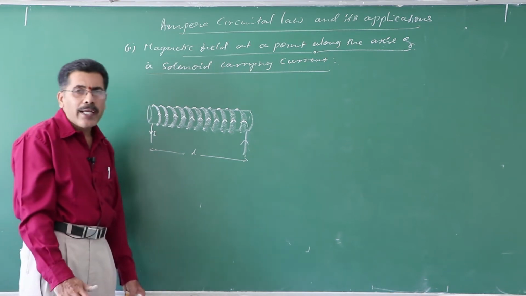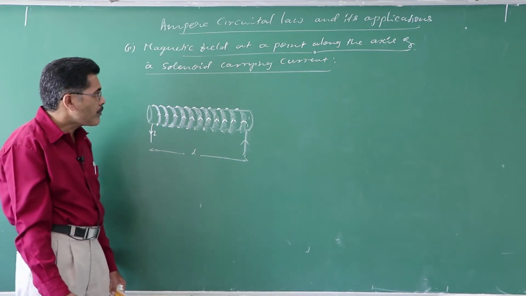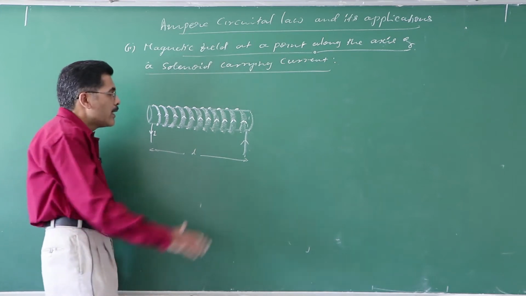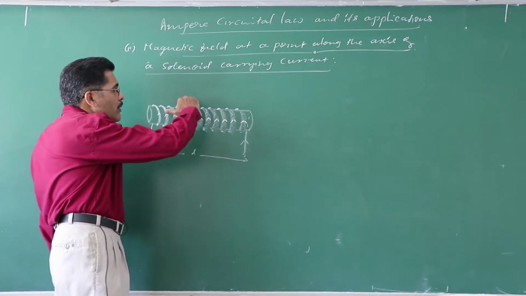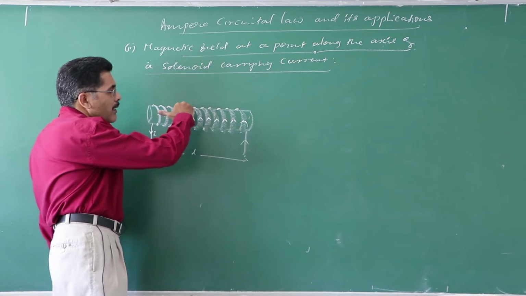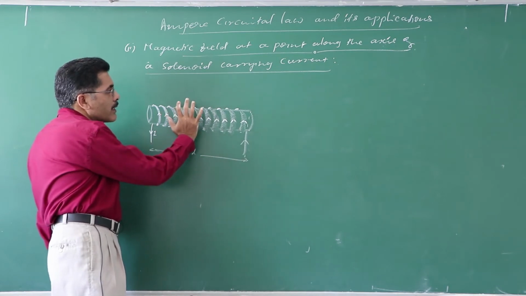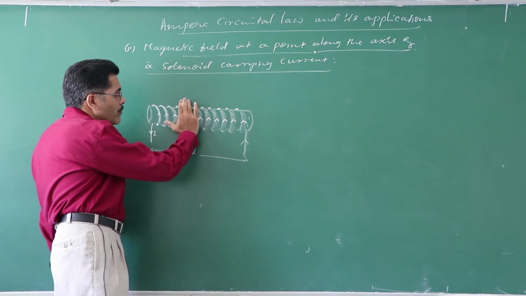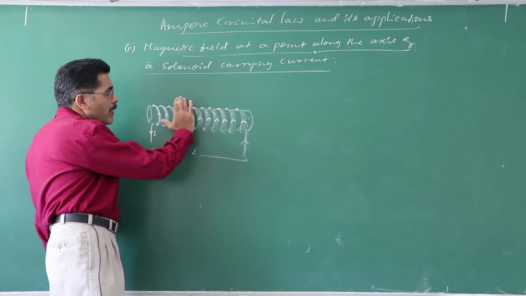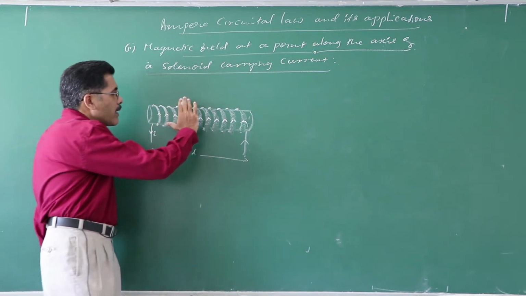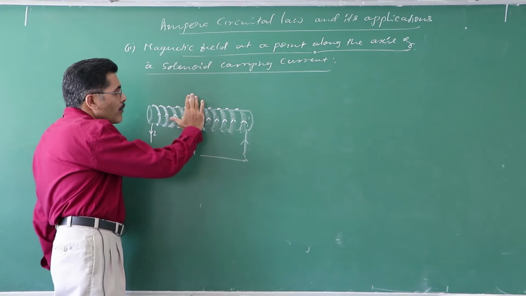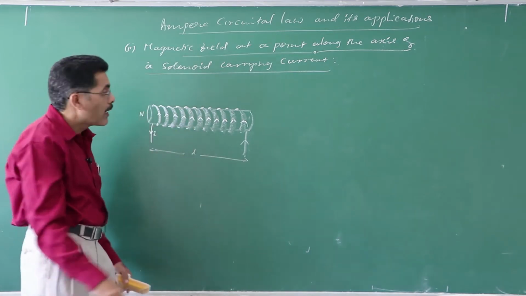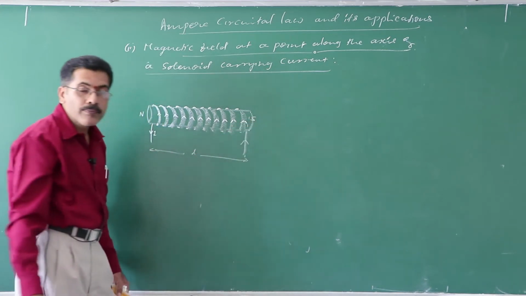The direction of the magnetic field can be understood with the help of the right hand rule. Just clasp the solenoid such that the fingers indicate the direction of current, and the thumb points in the direction of the magnetic field. The direction along which the thumb points corresponds to north, and this end corresponds to south.